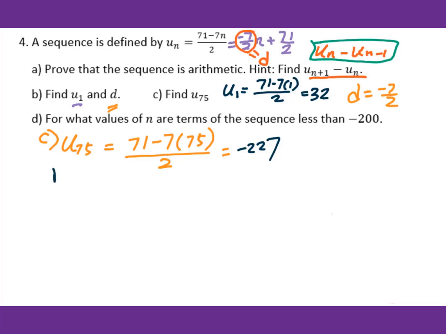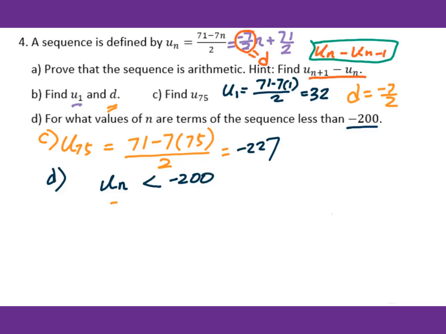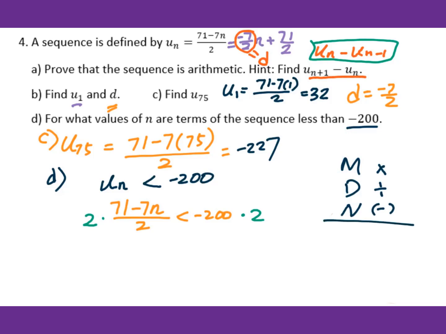For D, for what value of n are the terms of the sequence less than negative 200? Basically, we are looking for u sub n less than negative 200. So we get 71 minus 7n over 2 less than negative 200. First step, multiply by 2 on both sides. Since this is a linear inequality, remember the rule: multiply or divide by a negative number, then you switch the symbol.